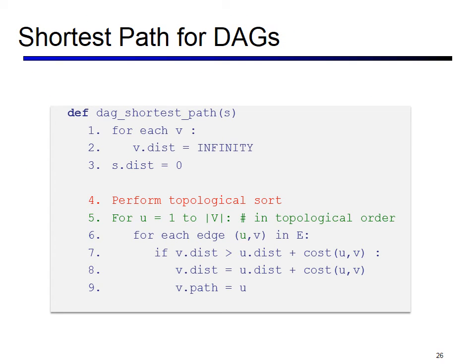Here is the resulting algorithm. Like previous algorithms, there is an initialization step in lines 1 to 3, and in line 4 we find the topological ordering of the nodes, and in line 5 for each node in the topological order we relax all of its outgoing edges in lines 6 to 9. Note that unlike the Bellman-Ford algorithm, there is only one round of relaxing all of the edges, and the order of relaxing the edges is based on the position of the tail node of the edge in the topological order.